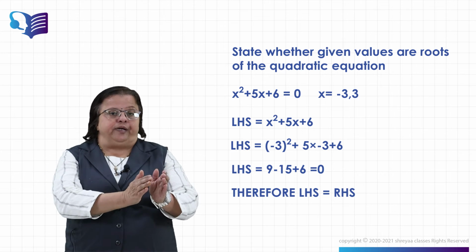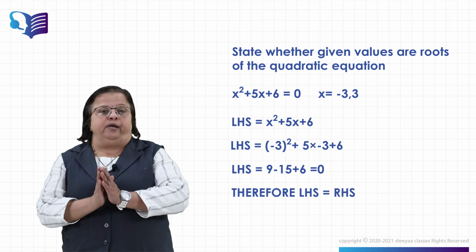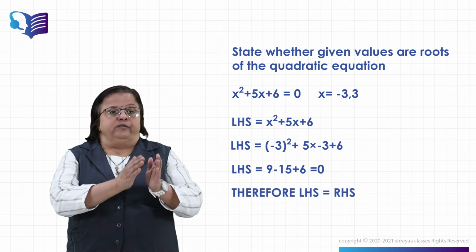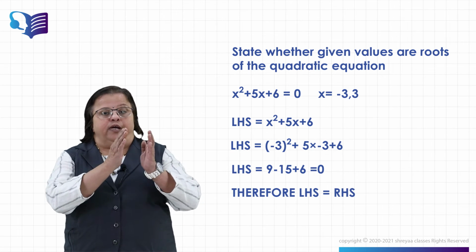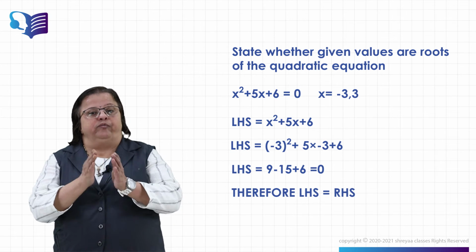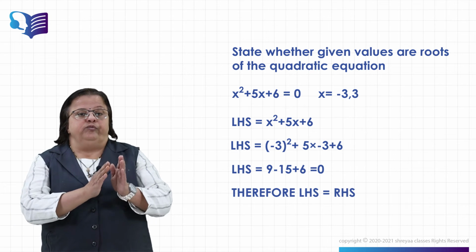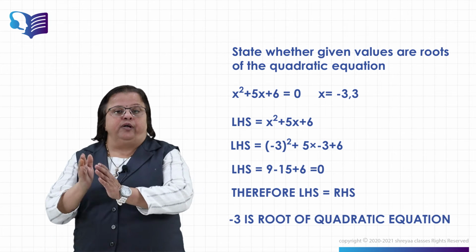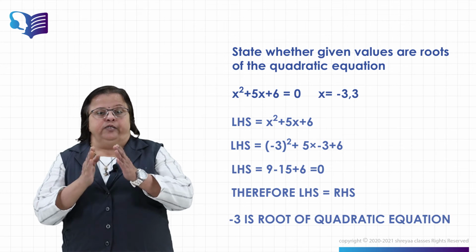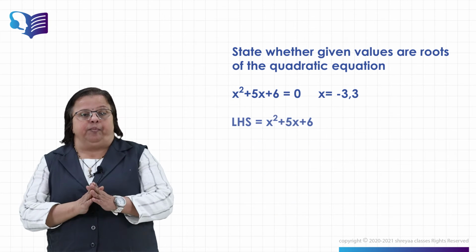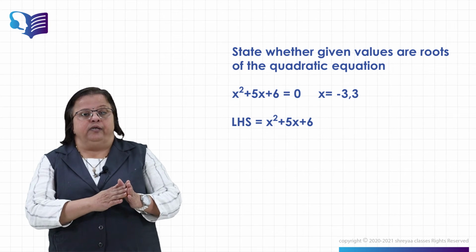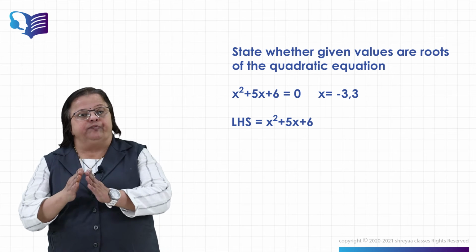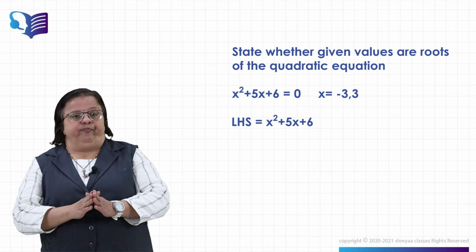That is, the left hand side is equal to the right hand side. And when we get this condition, then we say that it is a root of the quadratic equation. Therefore we conclude that -3 is a root of the quadratic equation. Let us check it for 3. Again the same method. LHS is equal to x² + 5x + 6.